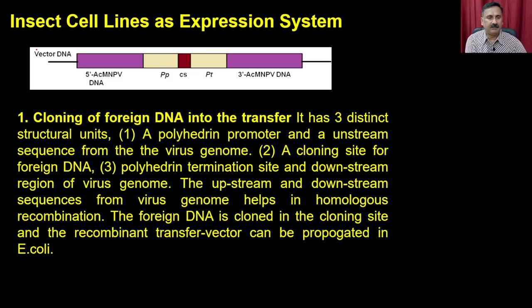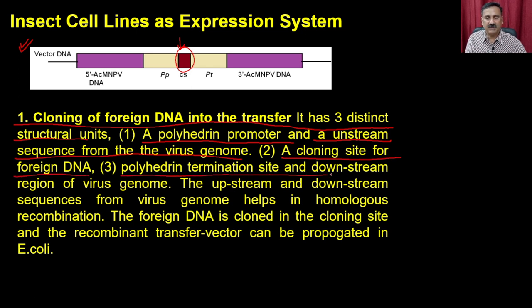This is the vector we are going to use, and this is the region where you put your protein of interest. In step one, you clone the DNA into a transfer vector. It has distinct structural units, so you can have the polyhedrin promoter and upstream sequence from the viral genome. Then it has a cloning site for foreign DNA, and then the polyhedrin termination site and downstream region of the viral genome.